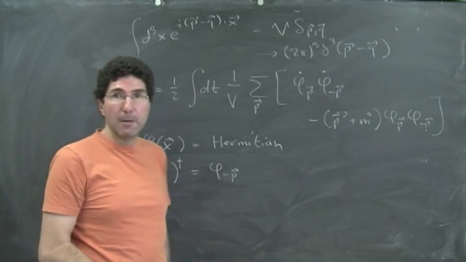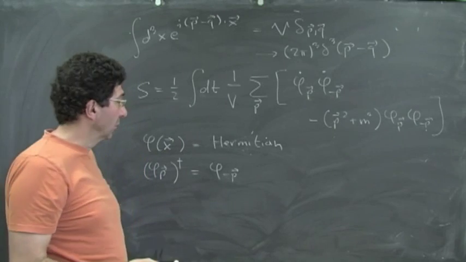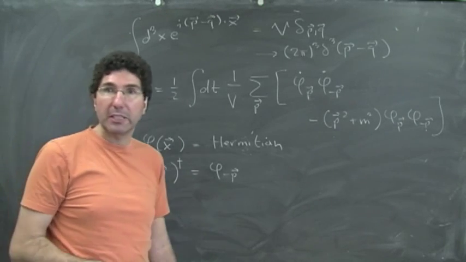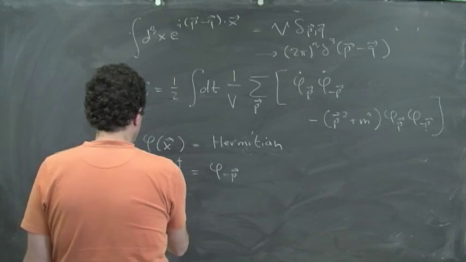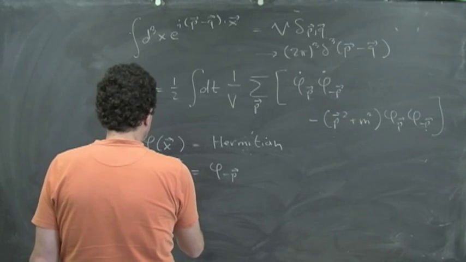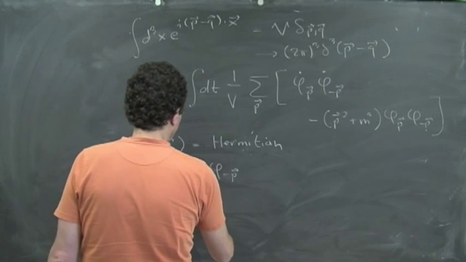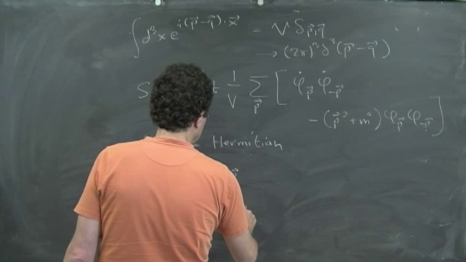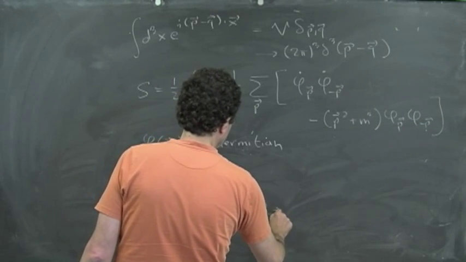Okay, but there's a simple way to fix that, right? We just work with even and odd combinations of this. So we have phi of p even is just 1/2 times phi of p plus phi of minus p, okay?